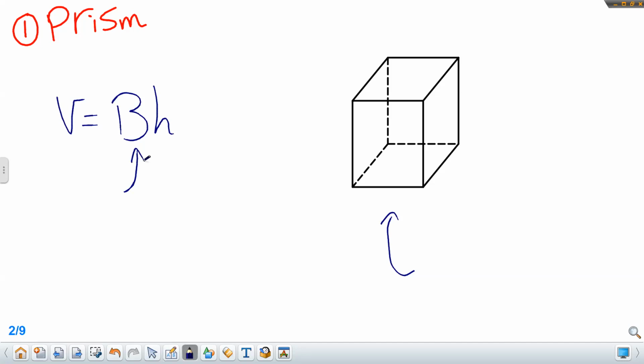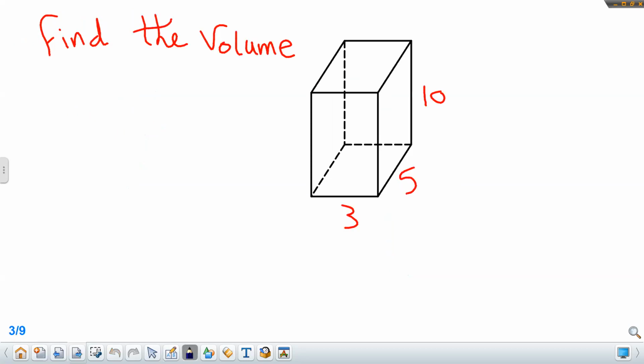If the base is a rectangle, so base area is length by width. If the base is a square, so the base area is side by side. Okay, and if the base is a triangle, so the base area is half times base times height, and so on. Okay, for example, find the volume of this prism.